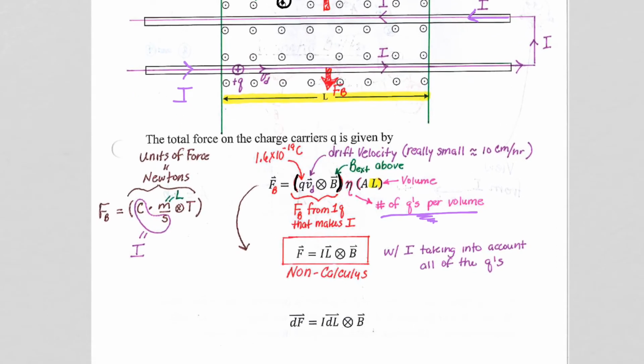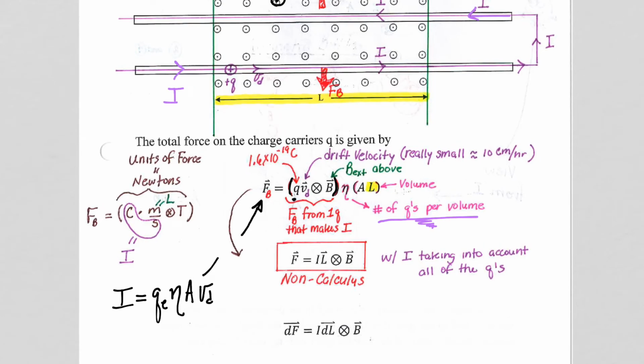If we go back and remember our Chapter 28 current and resistance equation, please write this into your notes. I equals q for each charge carrier, script n, the number of charge carriers per volume, cross-sectional area, times drift velocity: I equals qnAv. Well, we have q, we have the n, we have the cross-sectional area, we have the velocity. So that is the current. So there is our I. We still have the L in there that goes with the length of the wire the current is flowing through. And of course we have our B field.